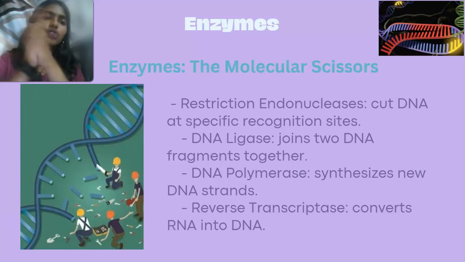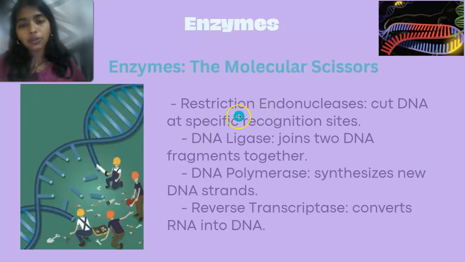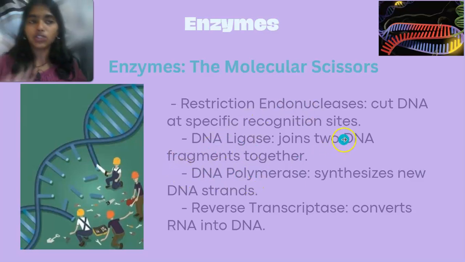So the process of converting RNA into DNA includes three types of enzymes: restriction endonuclease, DNA ligase, and DNA polymerase.